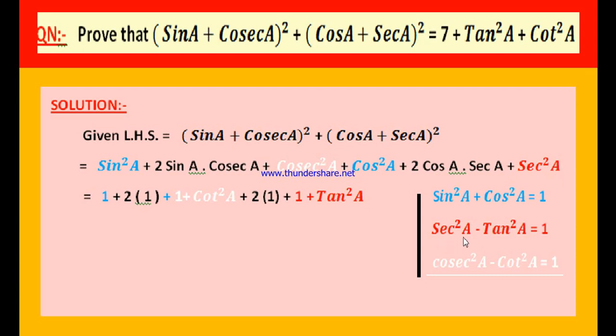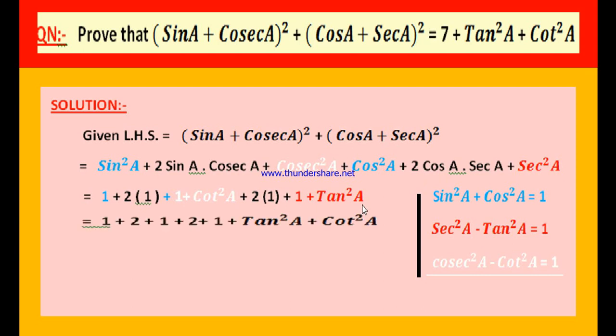Now come to the second identity, which is in red color. Secant square A minus tan square A is equal to 1. From this, secant square A is equal to 1 plus tan square A, taking the other term to the other side. Therefore, in the place of secant square A, you can substitute 1 plus tan square A. Blue color sin square A plus cos square A is blue color 1. 2 into sin A into cosecant A is 2 into 1. White color cosecant square A is white color 1 plus cot square A. 2 into cos A into secant A is 2 into 1. Red color secant square A is 1 plus tan square A.